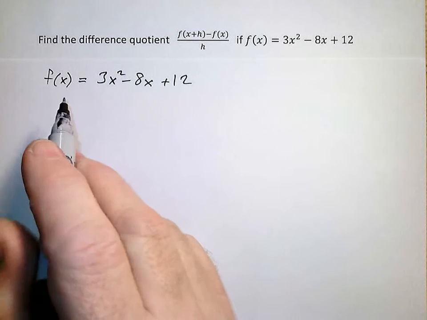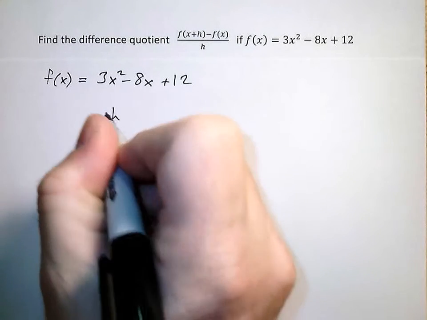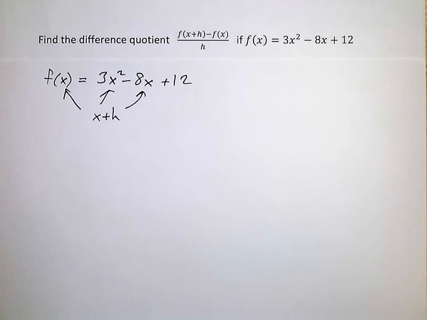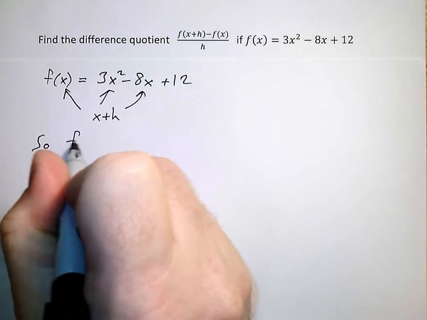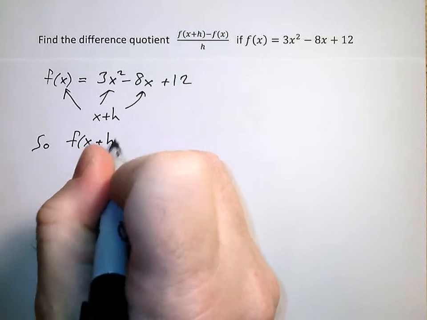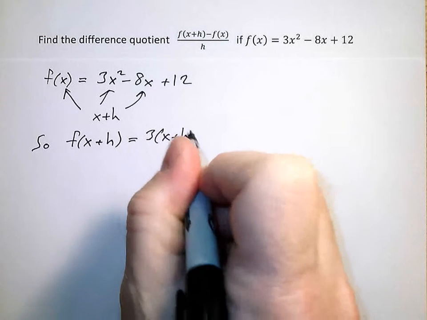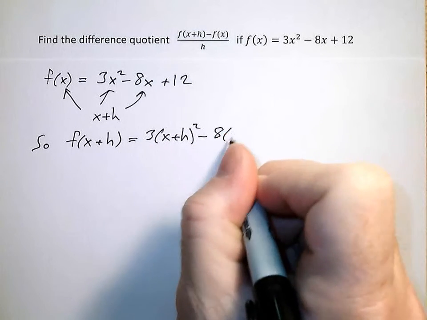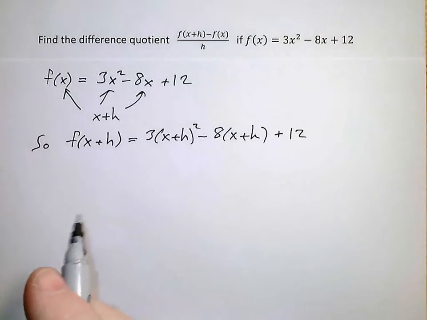place of x here. And so in particular, I can have x plus h, and I can put it in here, here, and here. That is, replace every occurrence of x by x plus h. So this means that f of x plus h is going to be 3(x plus h) squared minus 8(x plus h) plus 12.